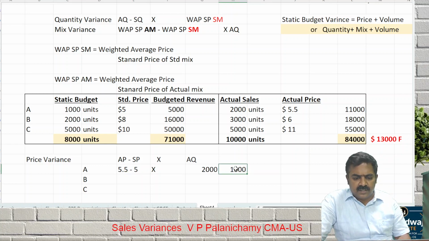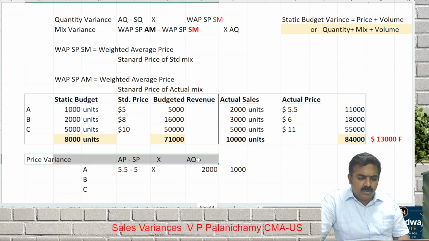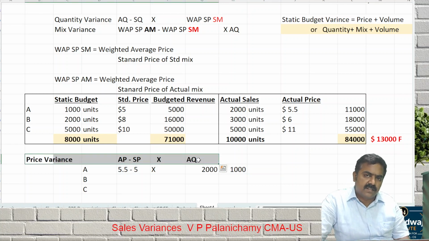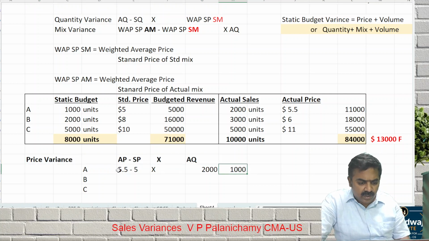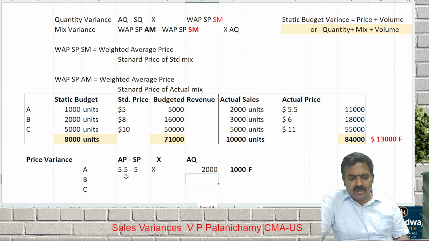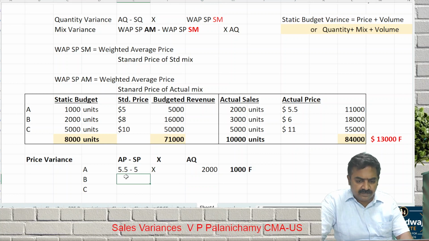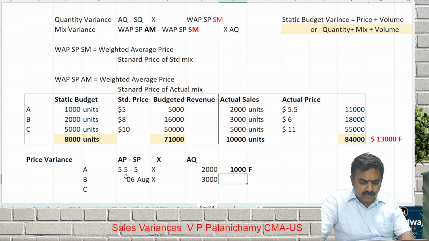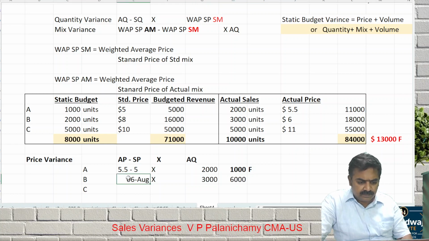Is it favorable or adverse? Please remember, we moved from cost variances to sales variances. So when the actual price is more than the budgeted price, it will become favorable. Cost variance, extra one is adverse or unfavorable. Revenue variances, if we get extra, it is favorable. We got less.